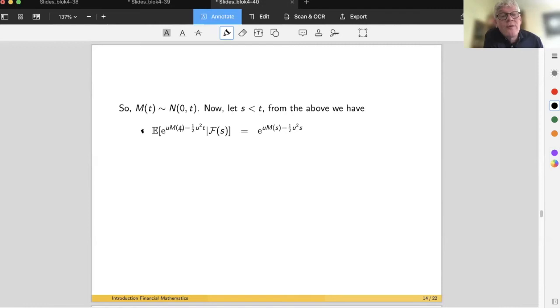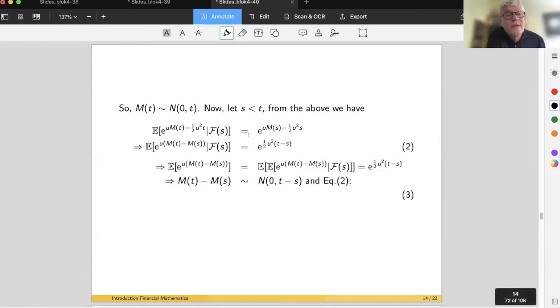And moreover, we can take it under the expectation sign because we have the filtration up to time s. That is a known part, so we can also take it under the expectation sign. And this little part, we can move it to the right-hand side. As a result, we get that the expectation of e to the power u(M_t minus M_s), given the filtration up to time s, is e to the power 1/2 u squared (t minus s).